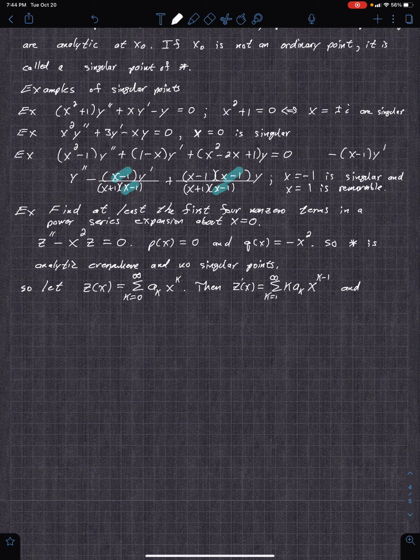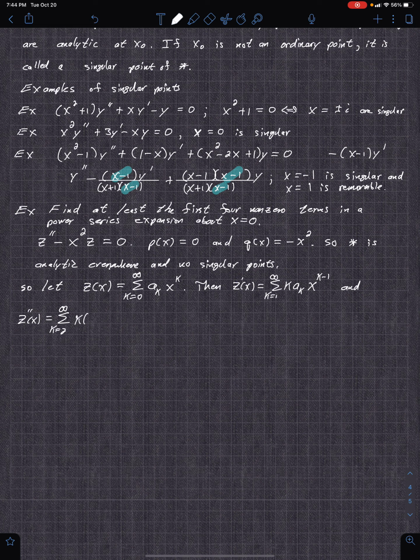And z double prime, now we'll start at 2. And then you get the sum of k minus 1, a sub k, x to the k minus 2. So that's z double prime. So go back and double check those, of how you get those.